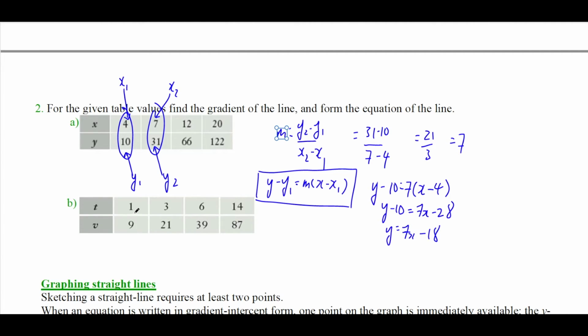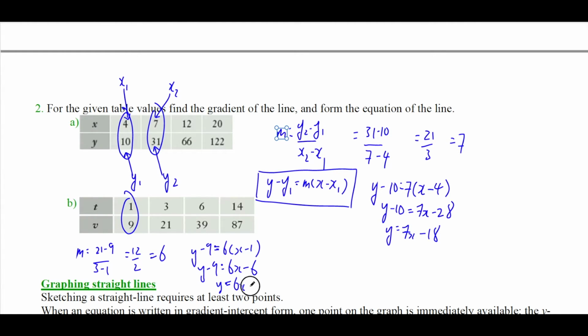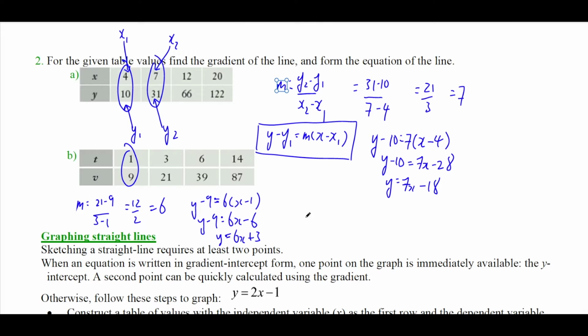We can apply the same way to do this question. So I'm just going to do it a bit faster now. So find the gradient. m equals 21 take away 9 over 3 take away 1, which equals 12 over 2, which equals 6. And then we use the point gradient formula. So we can use it for this point. y take away 9 equals the gradient times x take away 1. So y take away 9 equals 6x take away 6. y equals 6x plus 9 to both sides, so plus 3. So that's your answer. Alright, so hopefully that wasn't too challenging.